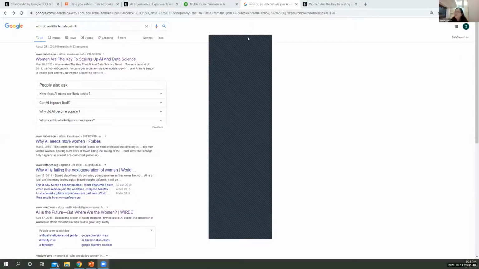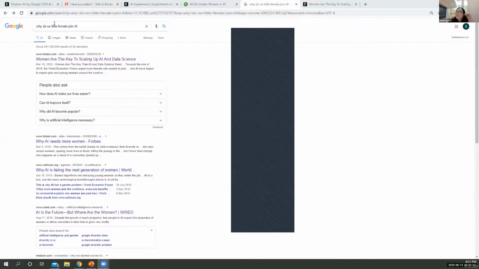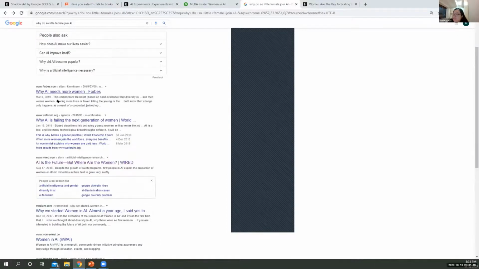So I actually Googled it, and here is why women should join. I'm Googling why so few females join AI, but the results are like, AI will fail without women, AI needs women. I read one of the articles just now. It says very few women join AI because of some consideration of whether AI is suitable for the world, whether AI is the right place to go.